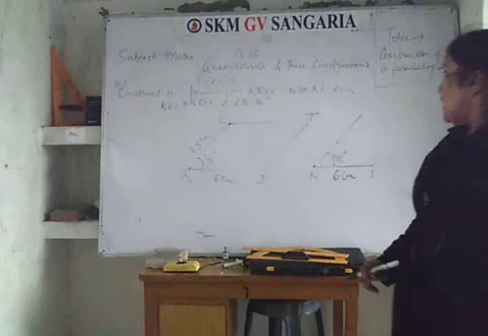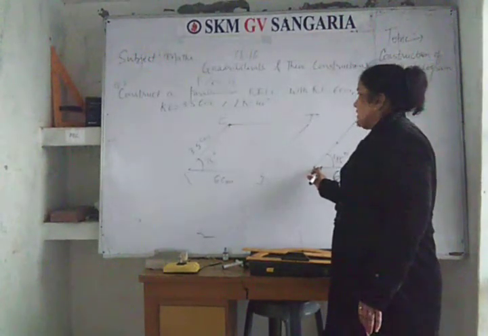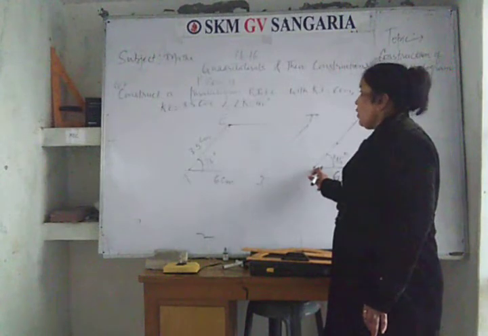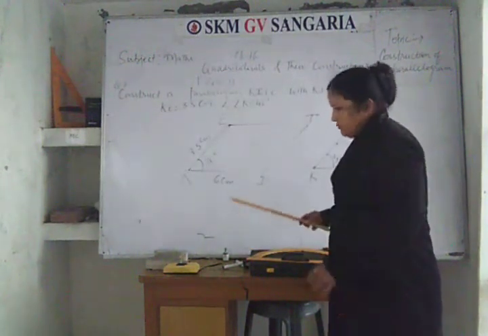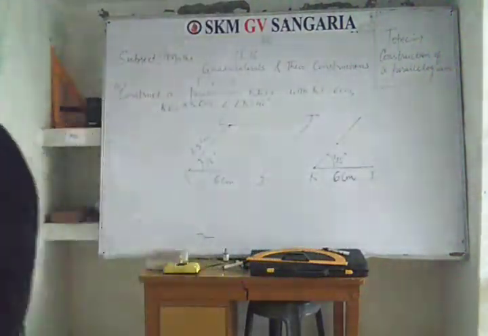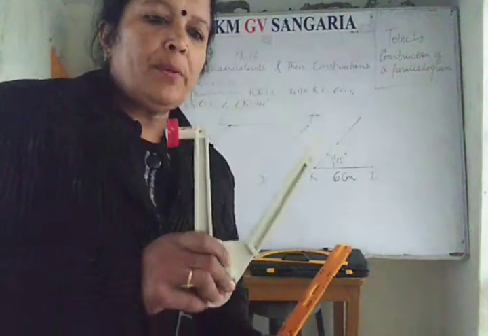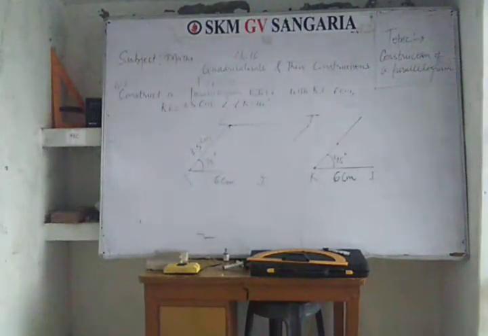Then again, taking K as center, draw an arc of measure 3.5 centimeters. Open your compass here and insert your pencil inside it.